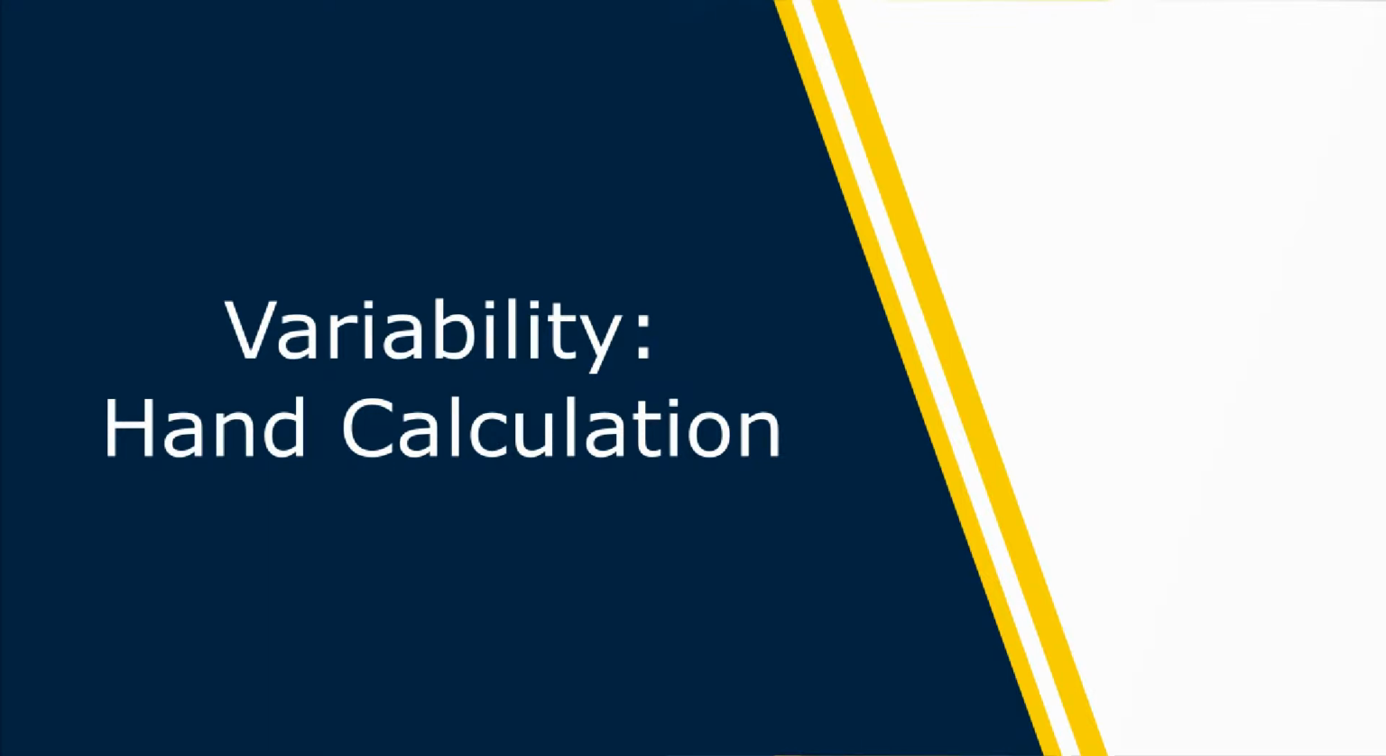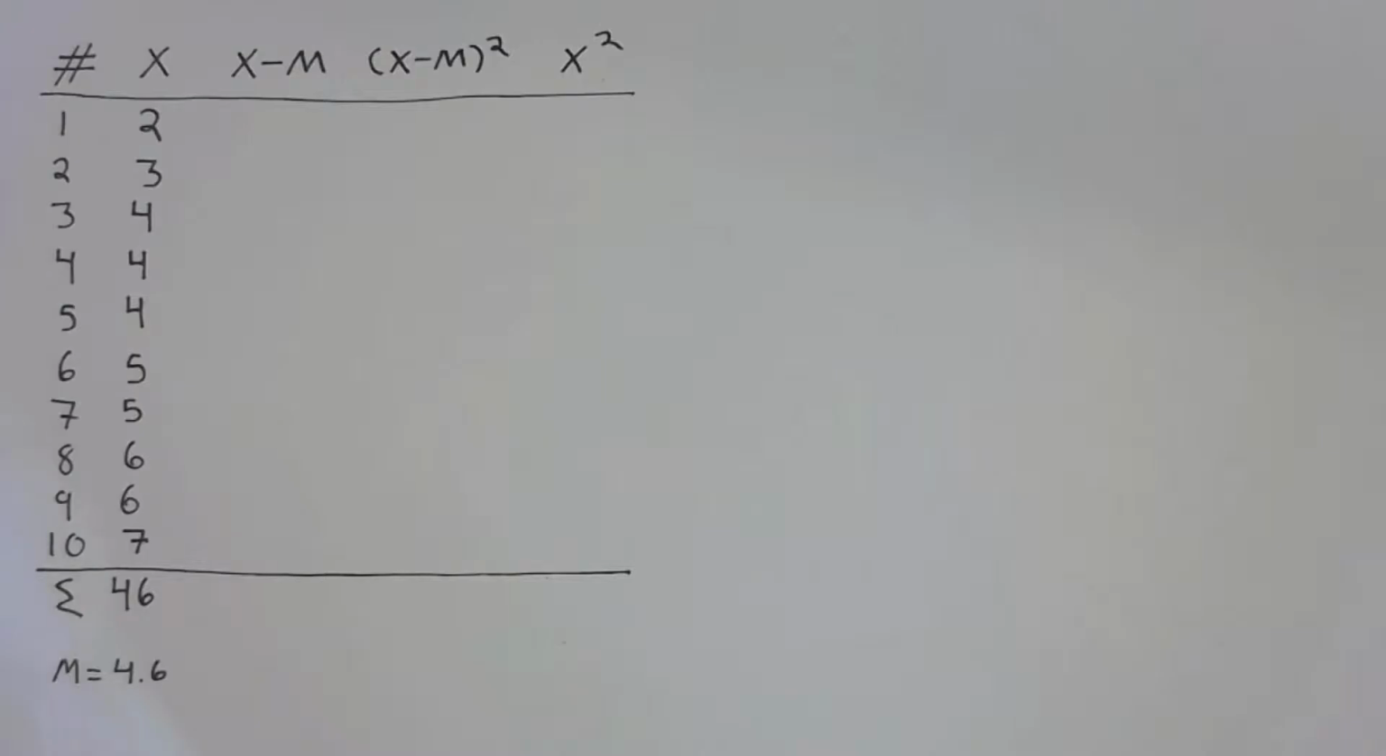When you're going about describing a data set, in addition to saying where the middle of the scores is, you also need to describe how spread out those scores are, the variability. We're going to calculate common measures of variability by hand using this data set of 10 scores that I've already calculated the mean for, as well as ordered from least to greatest.